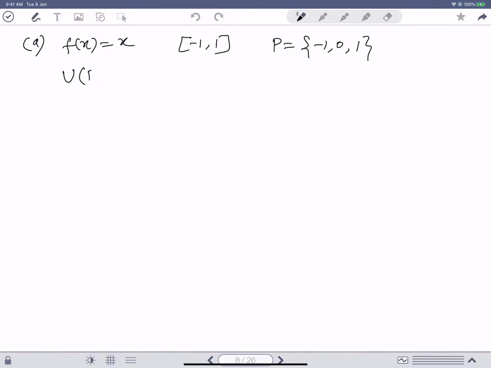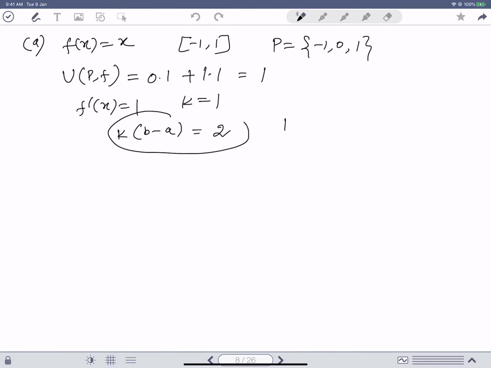Then what will be my UFP? That will be, what is the maximum value between minus 1 and 0? That is 0, and the norm is 1, plus, what is the maximum value between 0 and 1? That is 1, and the distance is 1. So, therefore, UFP is 1, and here f'(x) equal to 1, therefore, you can choose k equal to 1. Now, what is my k into (b minus a)? So, that is 2.